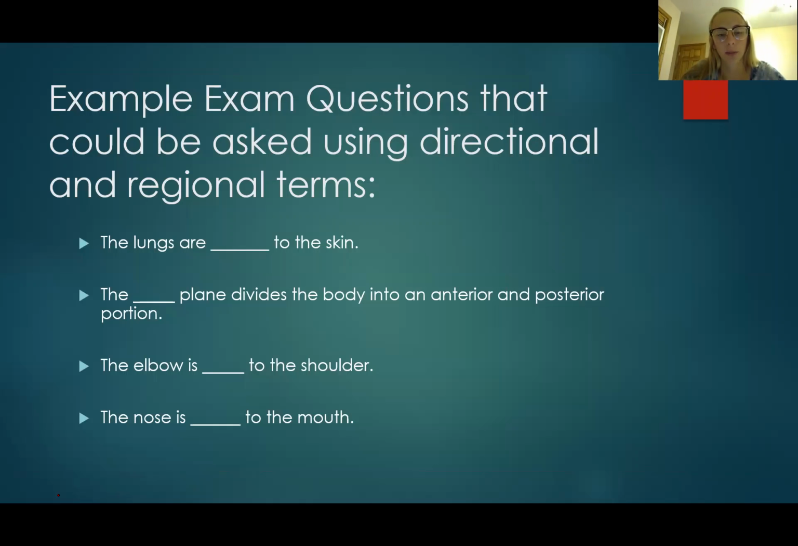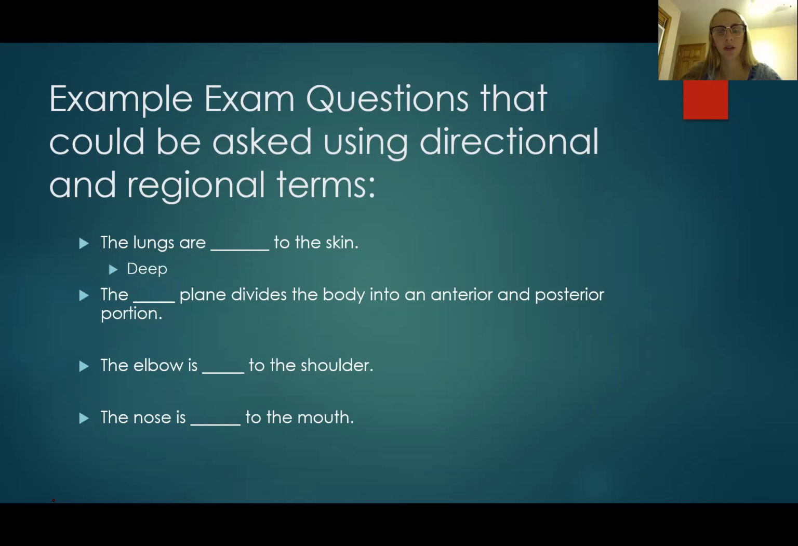The lungs are blank to the skin. We talked about all those terms. The lungs are inside of you. Your skin, you can see on the outside. So your lungs are going to be deep to your skin. They're more internal. Remember, superficial means towards the surface, but deep means more internal. So the lungs are deep to the skin because they're more internal.